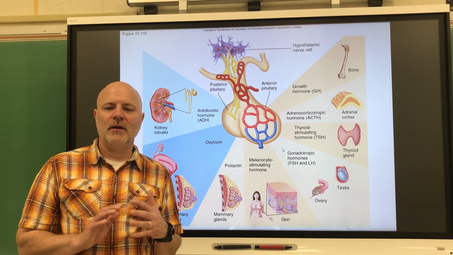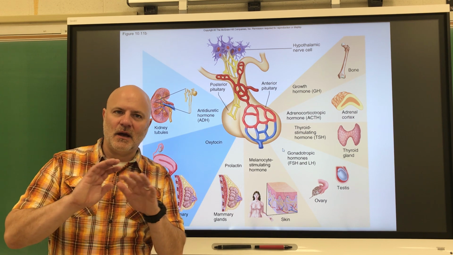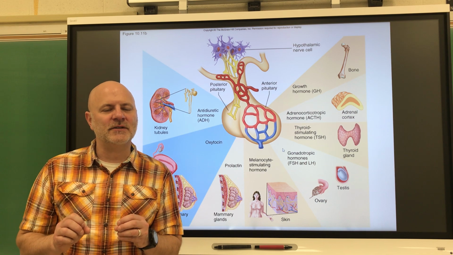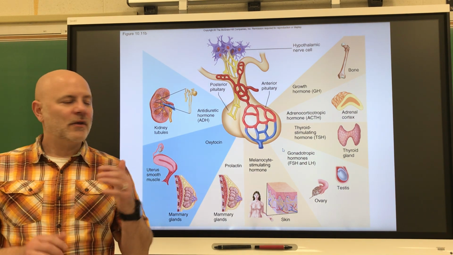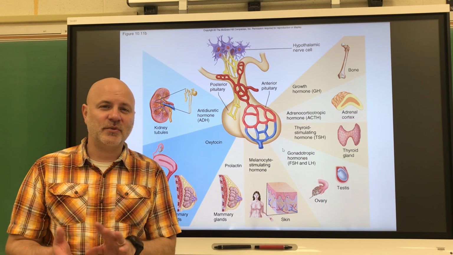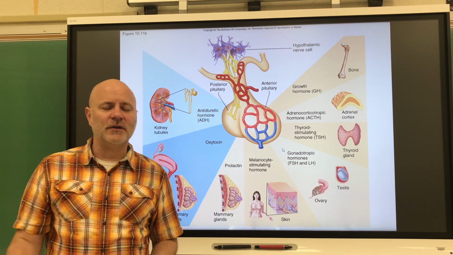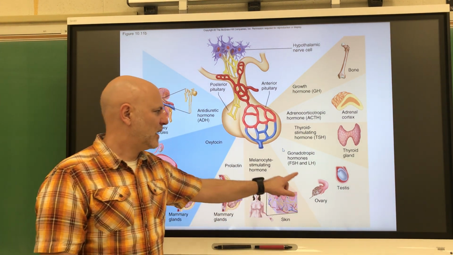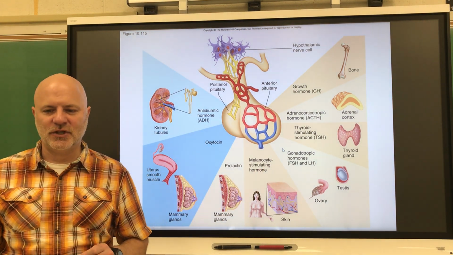Now, I do want to point out, gonadotropins is just a broad term for any hormone that's going to affect the gonads or reproductive organs. So there's only two that are secreted out of our anterior pituitary gland, but estrogen, progesterone, and testosterone, those are also gonadotropins. So the first one here is follicle stimulating hormone, or FSH.